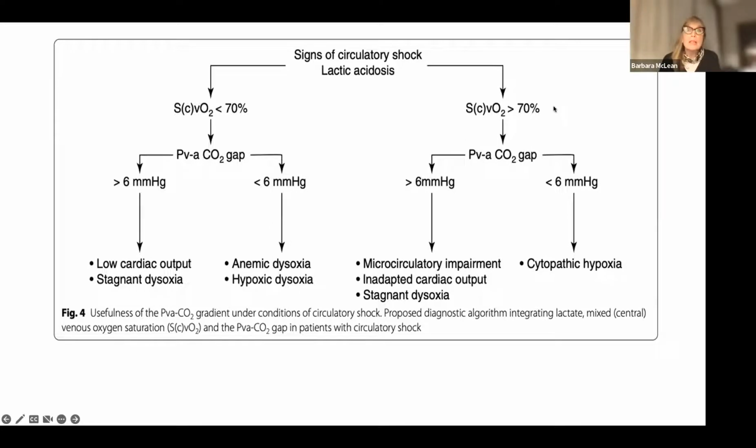Then over here, if you look at an ScvO2 greater than 70%, again, remember you just drew that gas, so you're getting that number back. If your patient has a wide PvaCO2 gap greater than 6, this could be a problem with a poor adaptation of cardiac output. Again, a lousy cardiac output, stagnant dysoxia, your blood is stagnant in the microcirculation, and it could also be a microcirculatory impairment. So one of the things you want to do on this level is consider that you might be using too much vasopressor. You reduce your vasopressor and increase your cardiac output. And over here, this is a cytopathic hypoxia. It's very rare. We're not going to talk about it today.